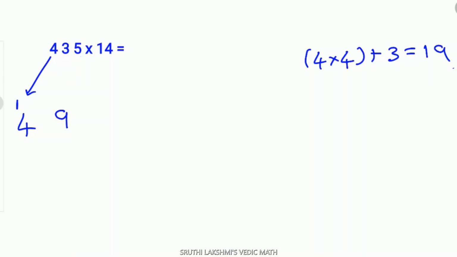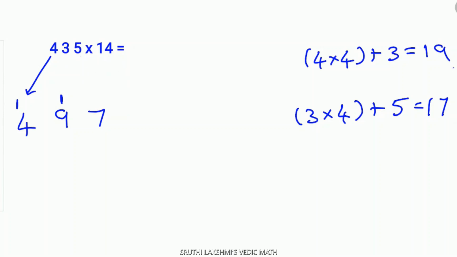Next is 3 times 4. 3 times 4 plus the next digit 5. So 3 times 4 is 12 and 12 plus 5 is 17. So carry the 1 and write down the 7. Next is 5 times 4. We don't add anything to 5 times 4 because there are no numbers after 5. So 5 times 4 is 20. So we carry the 2 and write down the 0.